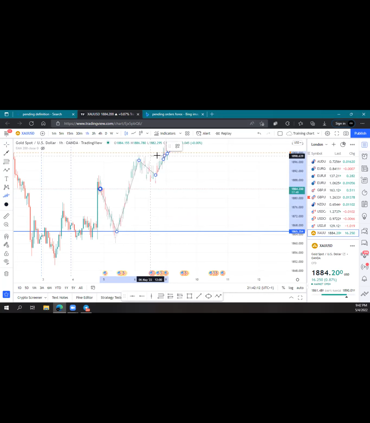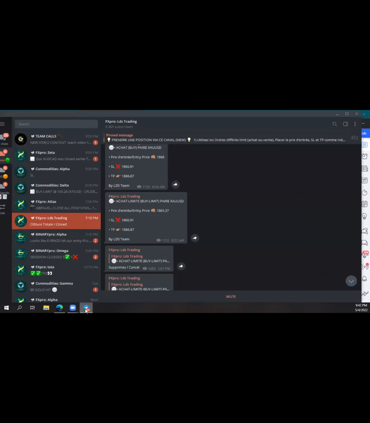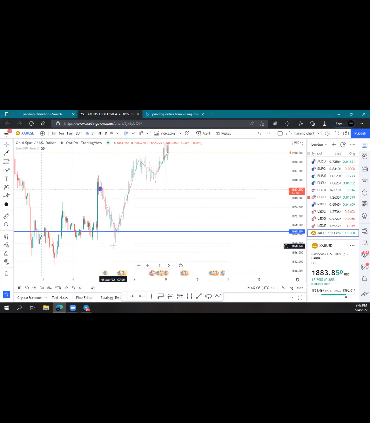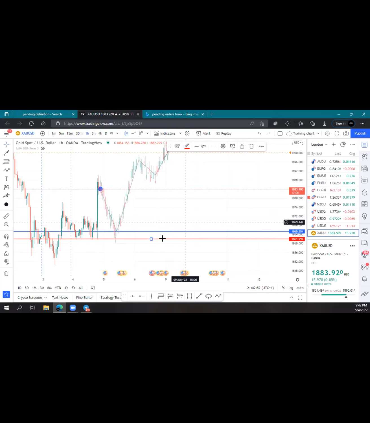The educator is expecting this kind of movement, expecting the market to sell first, hit your buy limit, your entry point, and start buying. Now, every other thing still remains. Stop loss is at 1860.91, which is somewhere around this area. Let's say this was your stop loss.